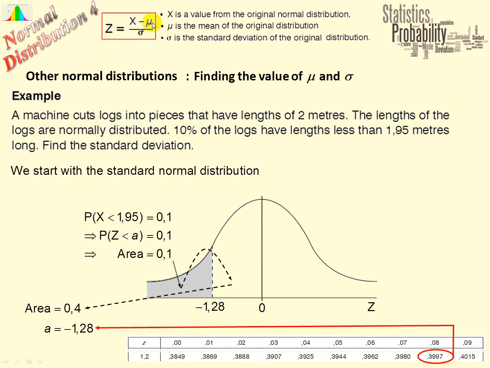We know the value of mu is 2, so we can now substitute and solve the equation for the standard deviation. And that gives us the standard deviation is 0.039 meters.